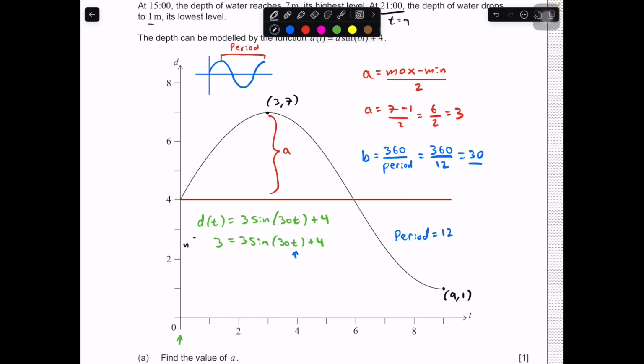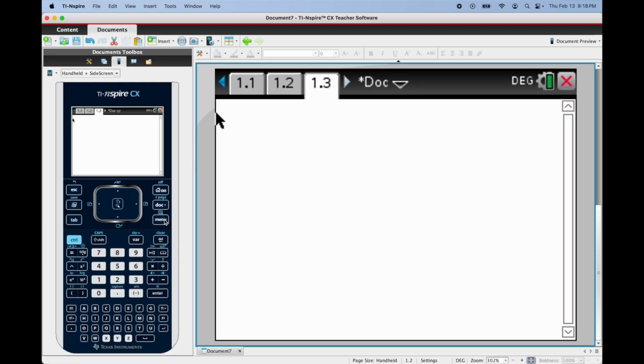But I think going to potentially also nsolve. Let's go to the calculator and work it out. Menu, algebra, numerical solve. 3 equals 3 sine 30t plus 4, and then we want to solve for t. One thing to keep in mind, make sure you're in degrees. Sometimes when you get set up and press the test, you might see radian. Make sure you're in degrees here. 3 equals 3 sine 30t plus 4.